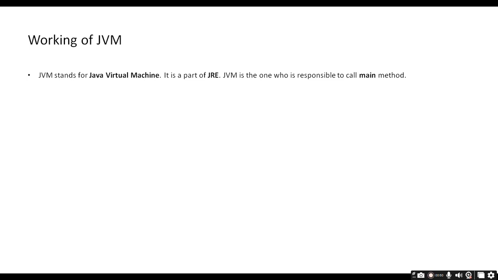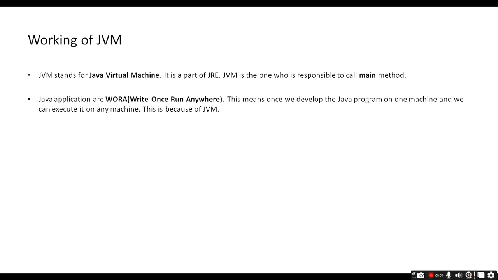And as we know, because of the JVM, Java is a platform independent language as well. Java applications are WORA, that is, write once and run anywhere. This means once we compile the Java program on one machine, we can execute it on multiple machines. This is the Java platform independency because of the JVM.